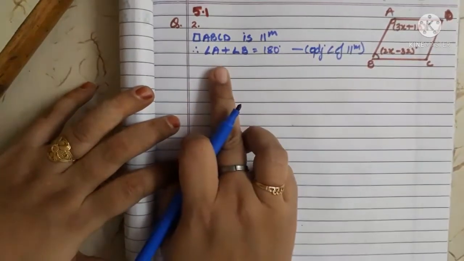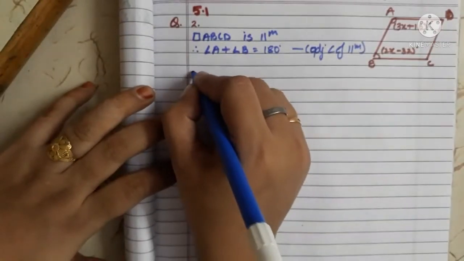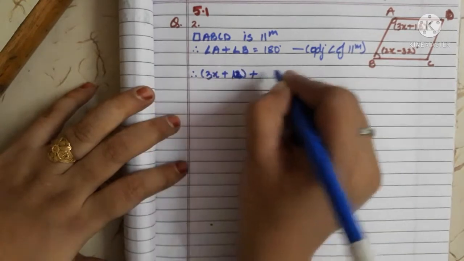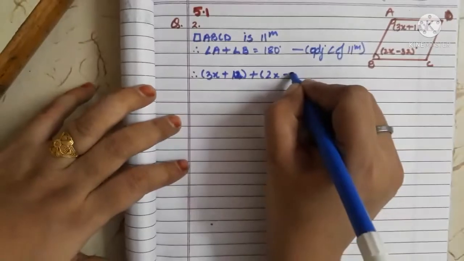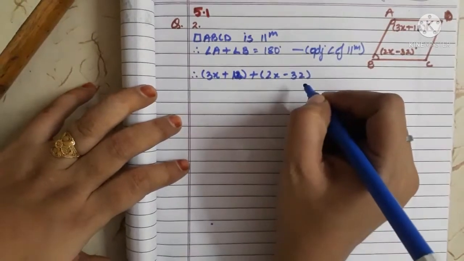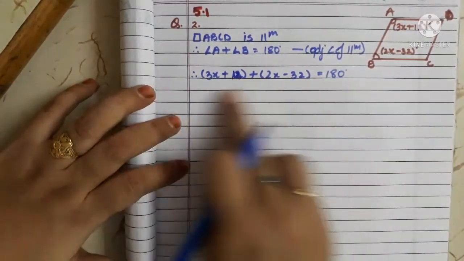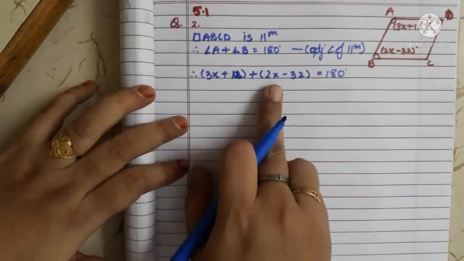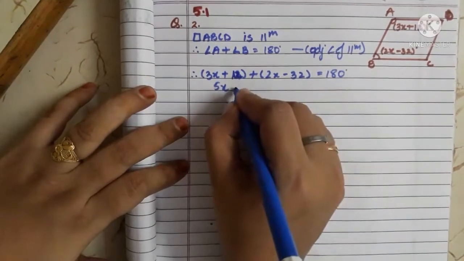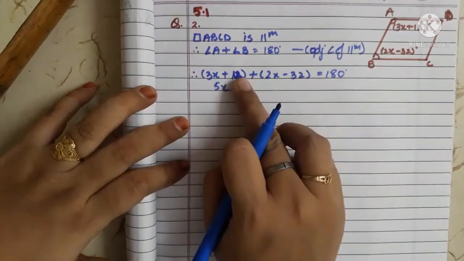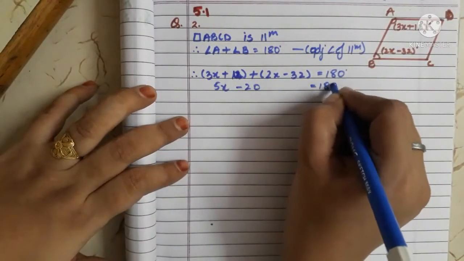Now we will substitute the value of A and add the value of B. So angle A is 3x plus 12, plus 2x minus 32. This is equal to 180 degree. Now we will solve this. We will add 3x plus 2x, will get 5x, and minus 32 and plus 12 will get minus 20. This is equal to 180 degree.